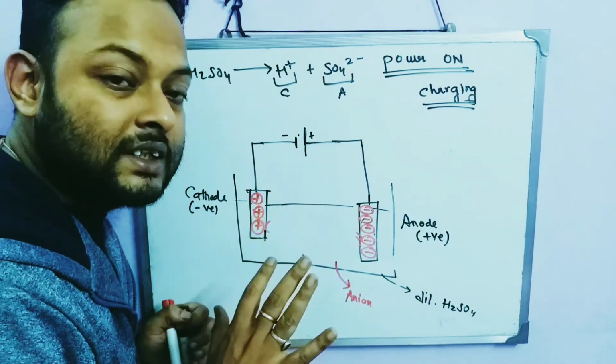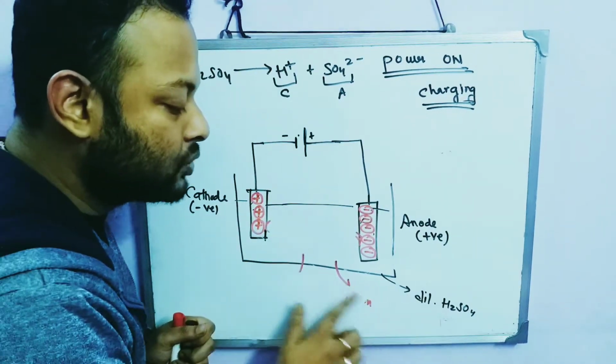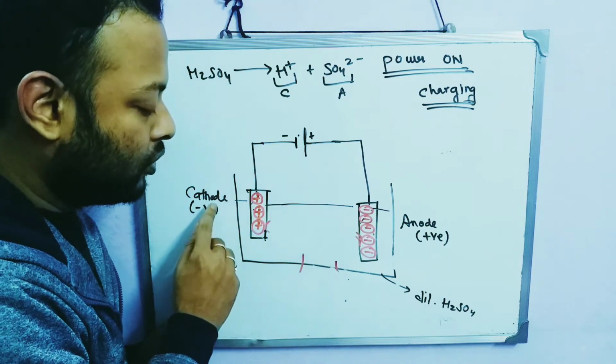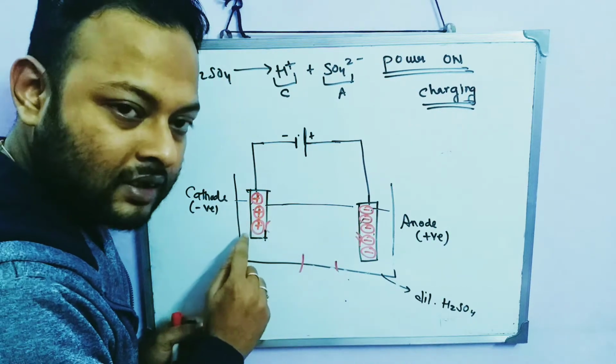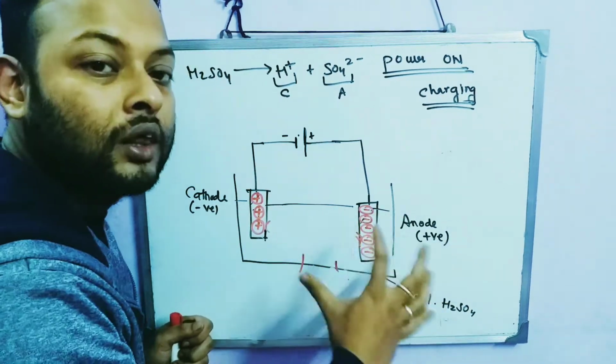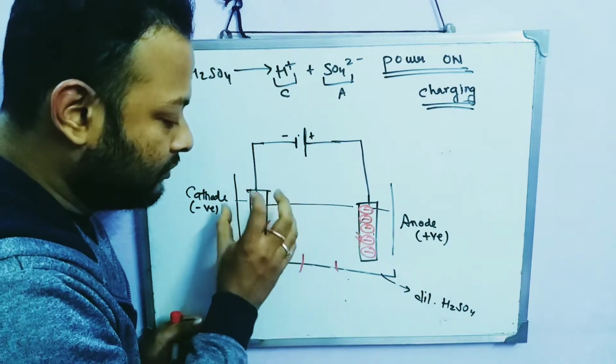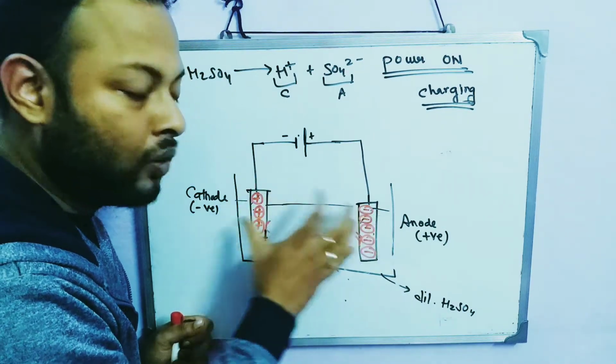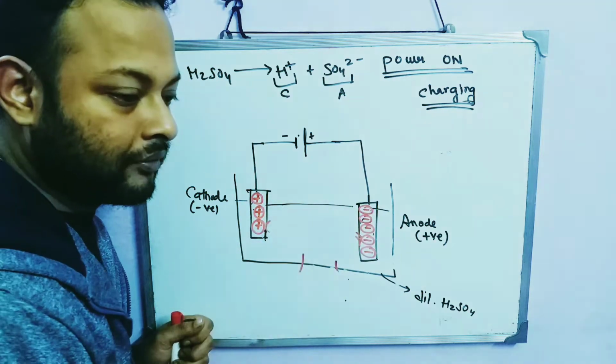So this is the condition of charging. Charging means the cathode attracts all the cations and the anode attracts all the anions.